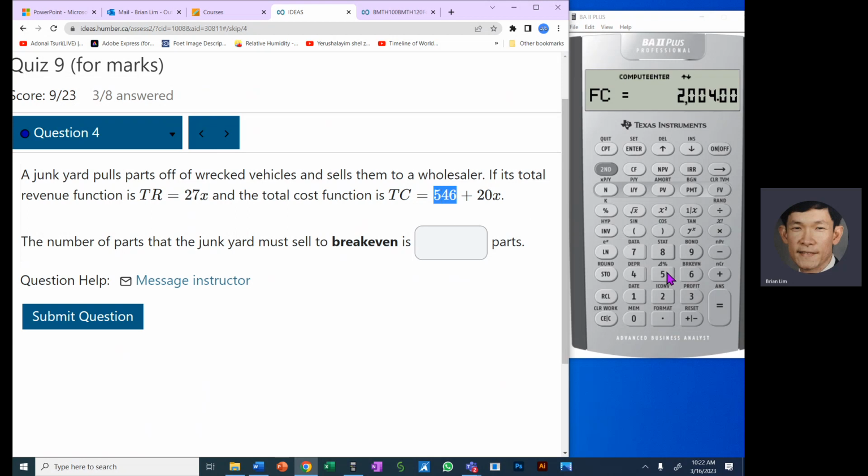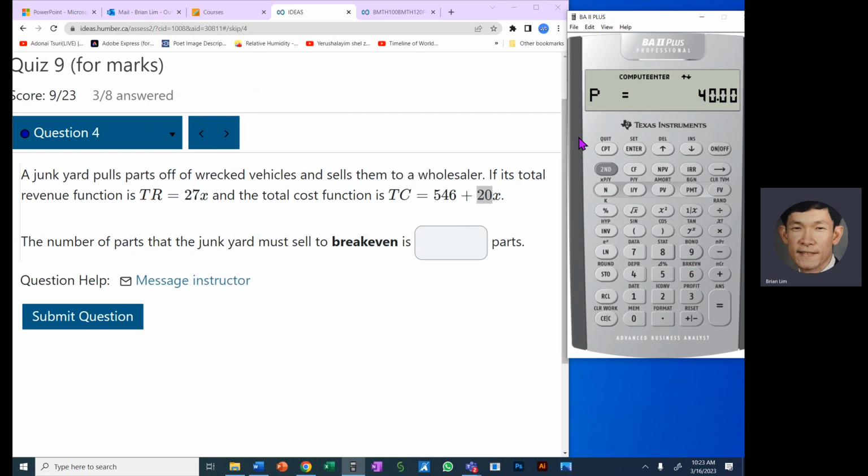All right, so now we are more informed, and we can see that this number here, 546, would be the fixed cost, because that expression is the fixed cost plus the total variable cost. All right, if we go down, the variable cost will be what? Yes, it's the 20. It's the coefficient of X, or the number in front of X, which in this case is 20.